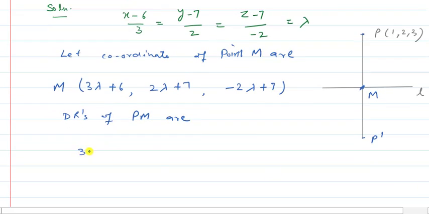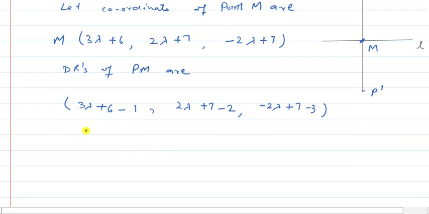It is 3 lambda plus 6 minus 1. This 1 I am taking from here. This is x2 minus x1. Then the second one is y2 minus y1. This I am taking y2 minus y1. Next, the third one is z2 minus z1, that is minus 2 lambda plus 7 minus 3. So these are the direction ratios of PM. Thus here I am getting 3 lambda plus 5, 2 lambda plus 5 and minus 2 lambda plus 4.